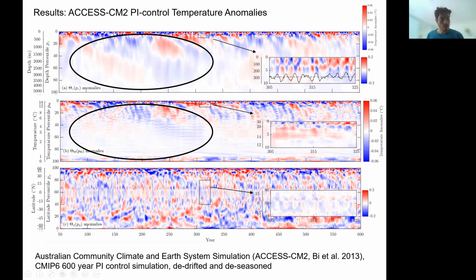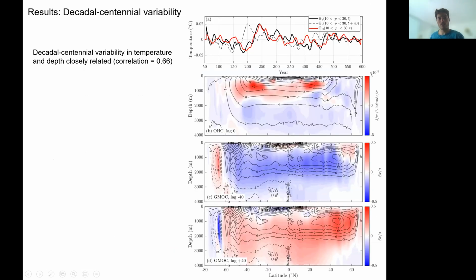So going on to slower frequencies, we can see this decadal to centennial signal in the interior here. To look at that in a little bit more detail, I'm going to take time series of temperature anomalies averaged between 10 and 30%, both in temperature and depth percentiles. And so that's what I'm showing here on the top right. The black is the depth and the red is the temperature line.